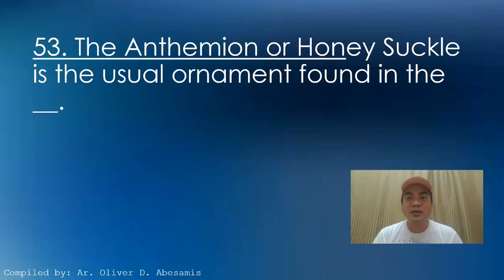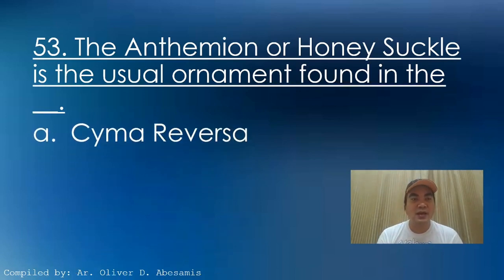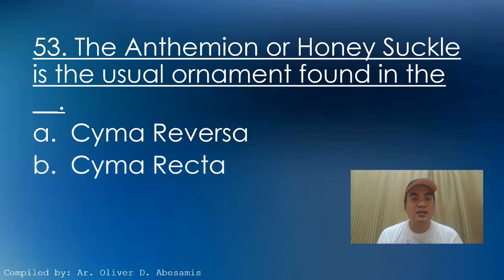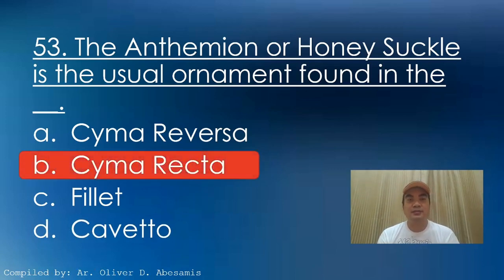53. The anthemion or honeysuckle is the usual ornament found in the A. Cima reversa. B. Cima recta. C. Fillet. D. Cavetto. Answer. B. Cima recta.